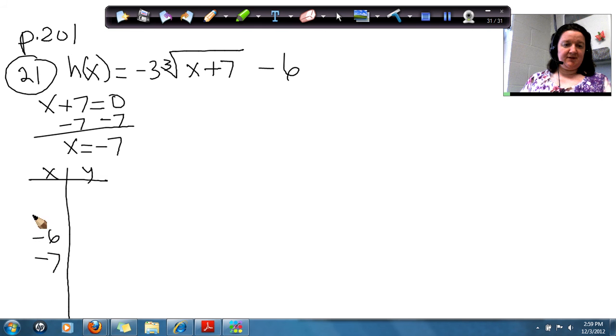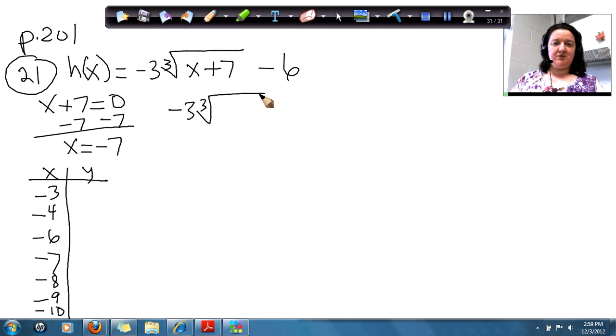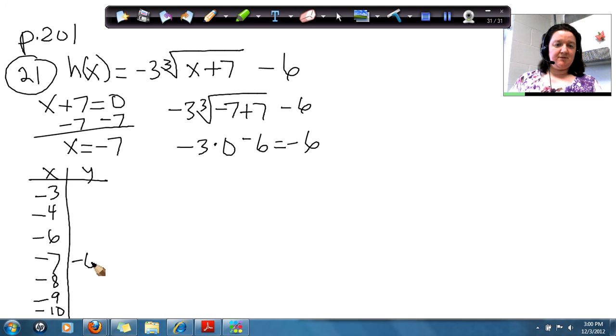So pick negative 6, negative 4, negative 3, and then negative 8, negative 9, negative 10. Here I didn't pick nice ones. I should have done that, but I guess I'll have to use my calculator. So let's use a negative 3 inside of it. Although I'll start with negative 7. So if I have a negative 3 third root of negative 7 plus 7, minus 6, that's going to give me a negative 3 times 0 minus 6, which will give me a negative 6.